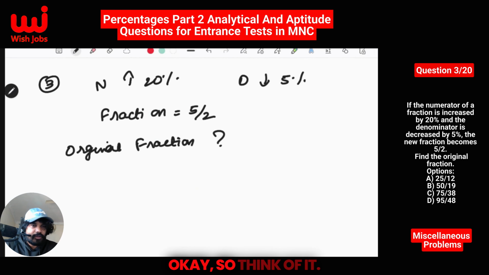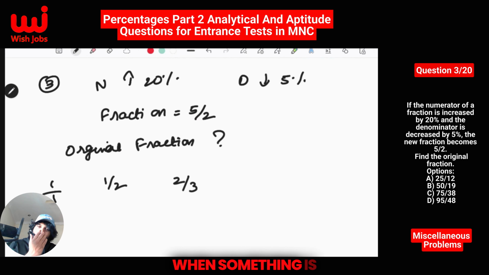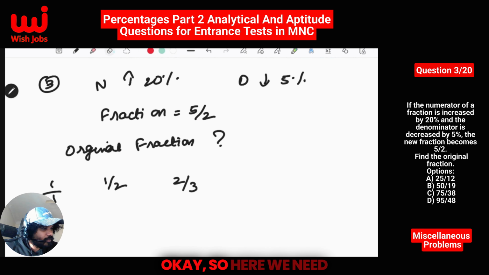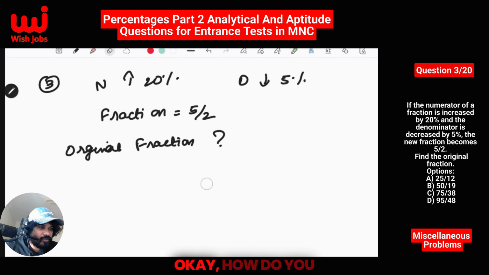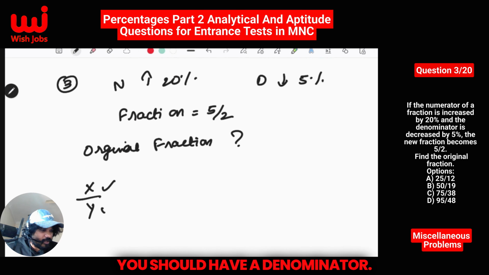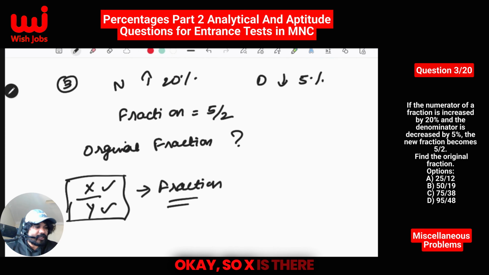Okay, so think of it. What is a fraction? Anything which is divisible. Like 1/1 is a fraction, 1/2 is a fraction, 2/3 is a fraction. When we say fraction, something is divided by something. Here we need to assume the fraction also. How do you assume a fraction? x by y is the fraction, because you should have a numerator and a denominator. That is how it will become a fraction.